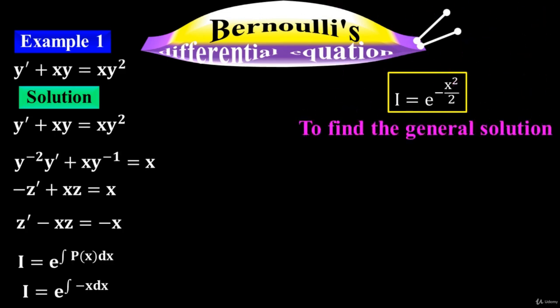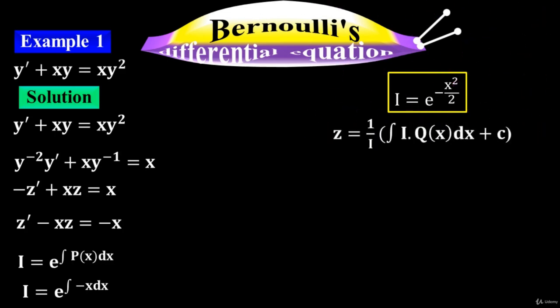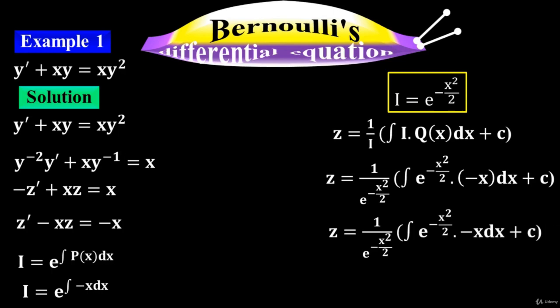Step 3. To find the general solution, z equals 1 over integral factor times integral of integral factor times q of x dx plus c. Substitute the value of integral factor, which is e to the minus x squared over 2, and obviously the value of q of x, which is minus x. Now I'm going to integrate e to the minus x squared over 2 times minus x dx.